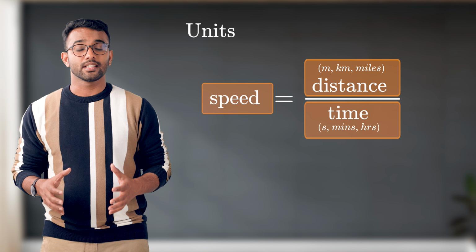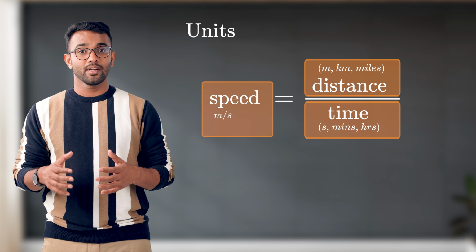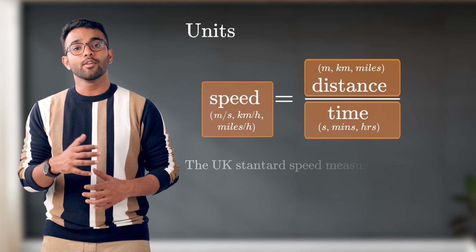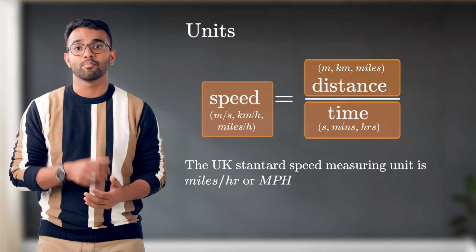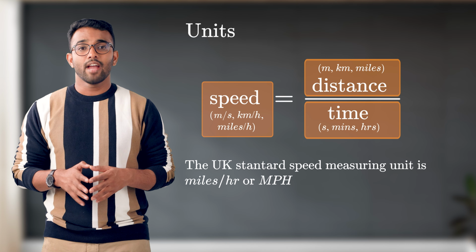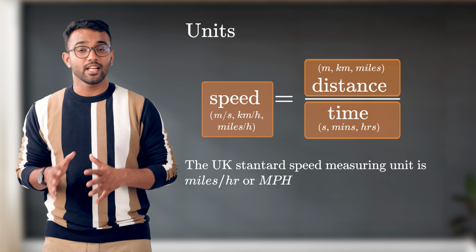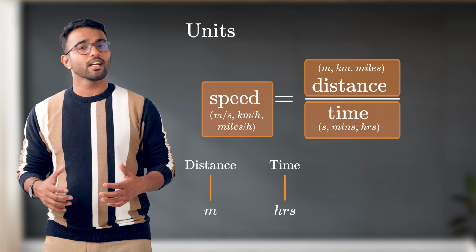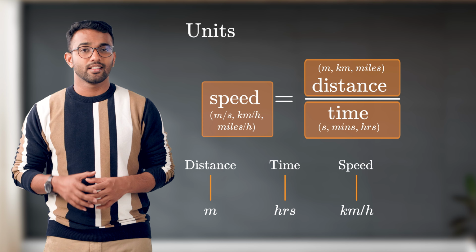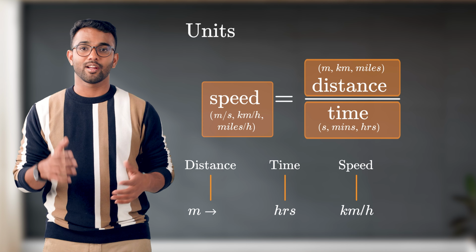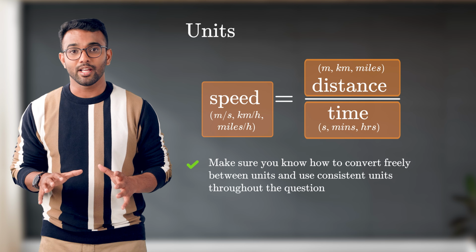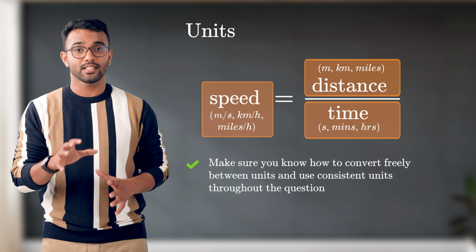The SI unit of speed is then meter per second. However, it's possible to measure speed in kilometers per hour or miles per hour. The UK standard speed measuring unit is miles per hour or mph. Heavy use of SI units comes in physics, but in maths you just need to be consistent with all the units. Sometimes you might be given distance in meters, time in hours, and you might have to work out speed in kilometers per hour. This means you should convert distance from meters to kilometers before you work out the speed. So make sure you know how to convert freely between units and use units consistently throughout a question.